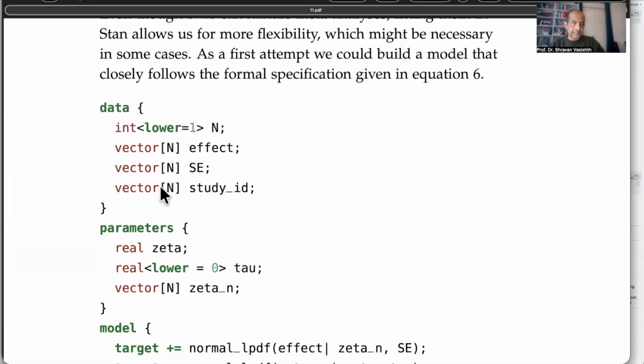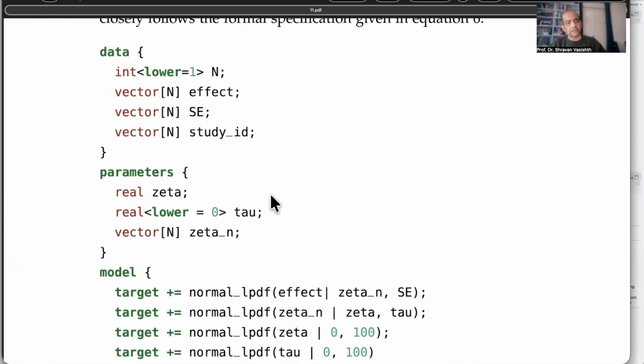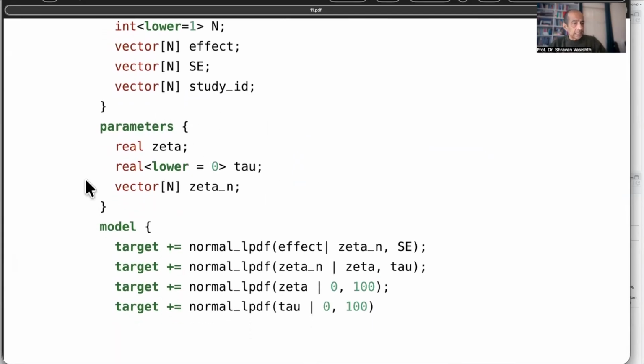The data that will go in the data block is the number of studies, the effect size vector, the standard error vector, and the study ID. Oh, this should have been an array actually. I don't know why this was a vector here. This should have been an array, okay? But it's not harmful apparently. And then the parameters are the zeta and the tau parameter, constrained to be positive only. And of course, the vector of zeta sub n's. This is the case when we are fitting the sigma equal to false type of model.